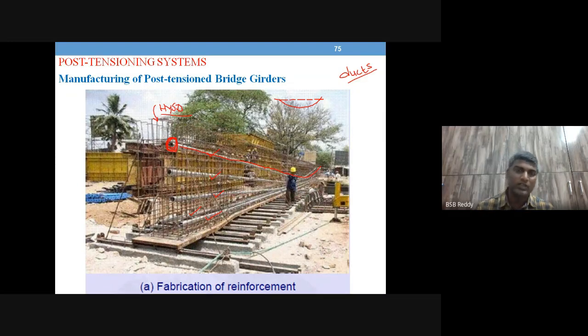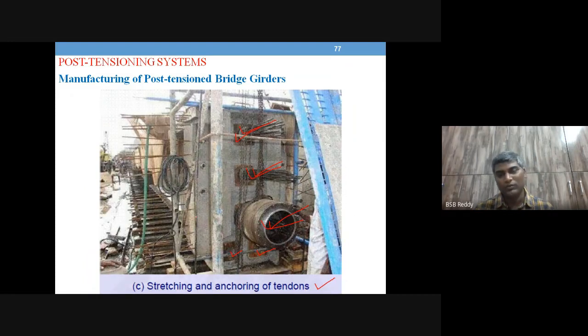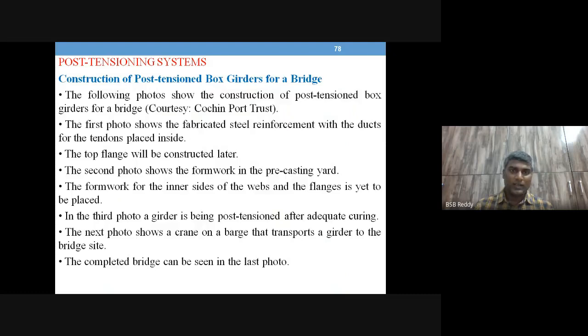If you see the real pictures of what is going on in the field, you will know exactly what we will be doing in post tension. Going for the next example, construction of a box girder for a bridge, and this is taken from Cochin Port Trust photos.